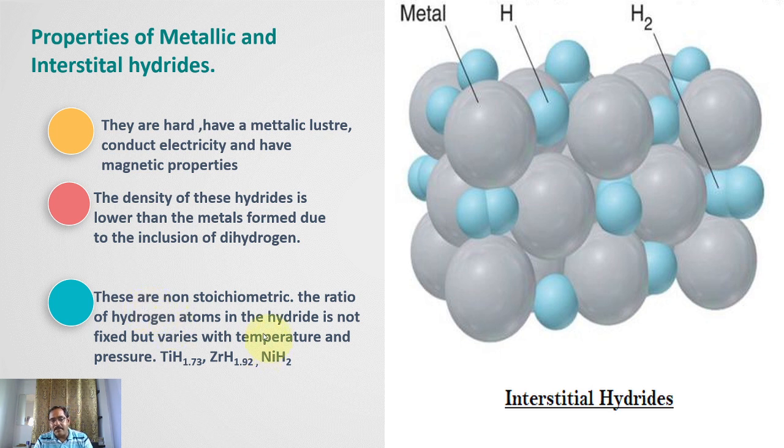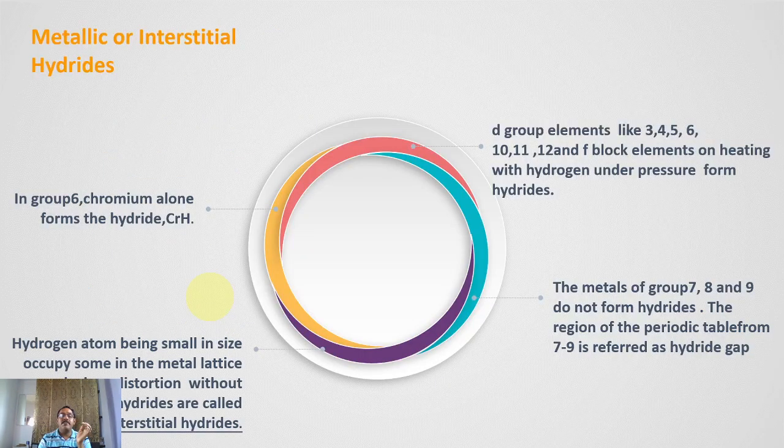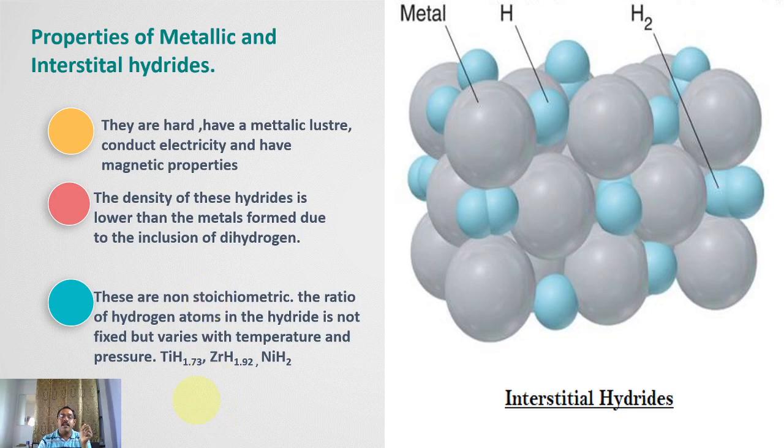Then come to the third point. These hydrides sometimes may be non-stoichiometric. You know stoichiometric means the proper ratio of two elements. Suppose you see chromium hydride here, CrH: it is one chromium plus one hydrogen, and it forms a molecule. But there are others, for which I have given an example here, titanium hydride, where the ratio is 1 to 0.73, where titanium is 1 and 0.73 is the proportion of hydrogen. Therefore, we call it non-stoichiometric.